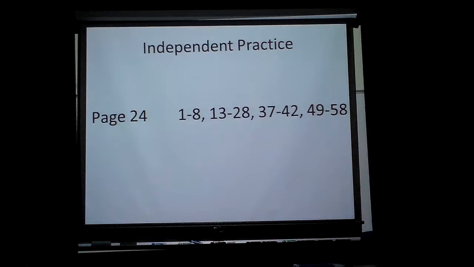So what I want you to do is this on page 24: 1 to 8, 13 to 28, 37 to 42, and 49 to 58.